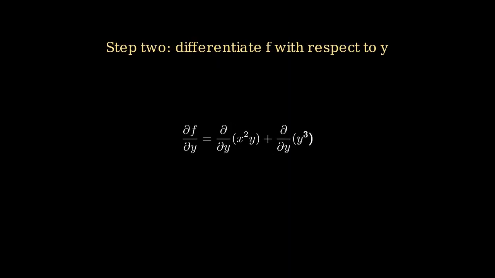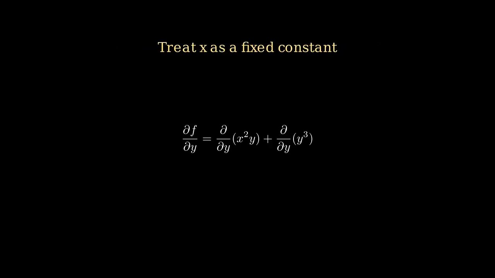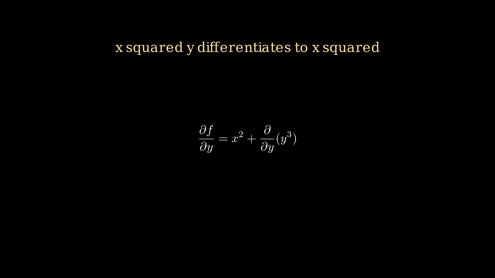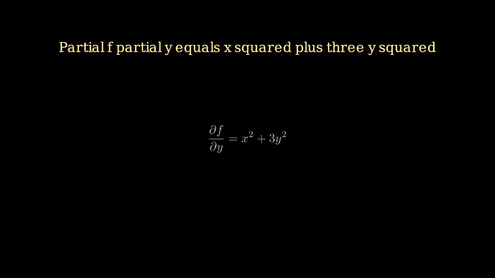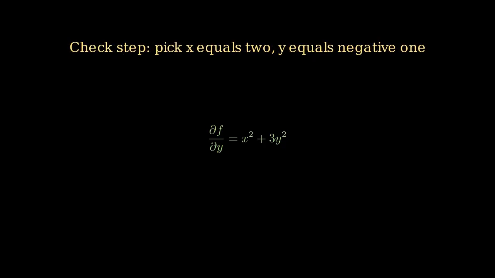Step 2. Find the partial derivative of f with respect to y on its own line, one step at a time. This time we treat x as a fixed constant number and differentiate only the y parts. The term x squared times y differentiates to x squared. The term y cubed differentiates to 3y squared, so the partial derivative of f with respect to y equals x squared plus 3y squared. Now for the check step, we substitute specific numbers to confirm these formulas actually make sense.